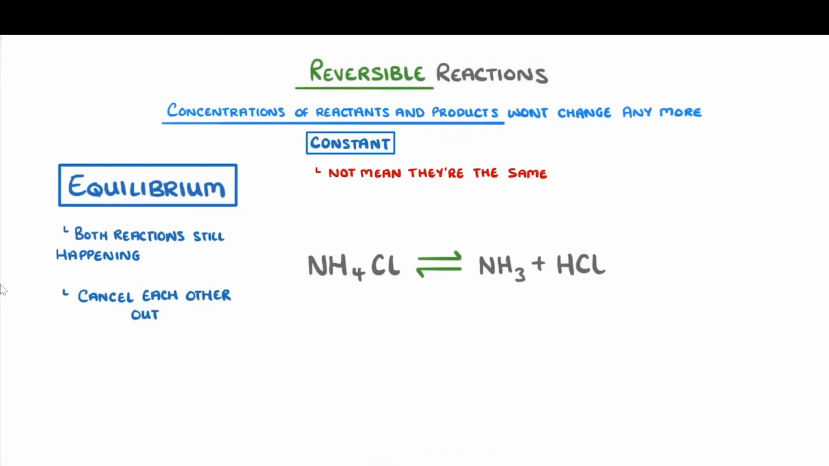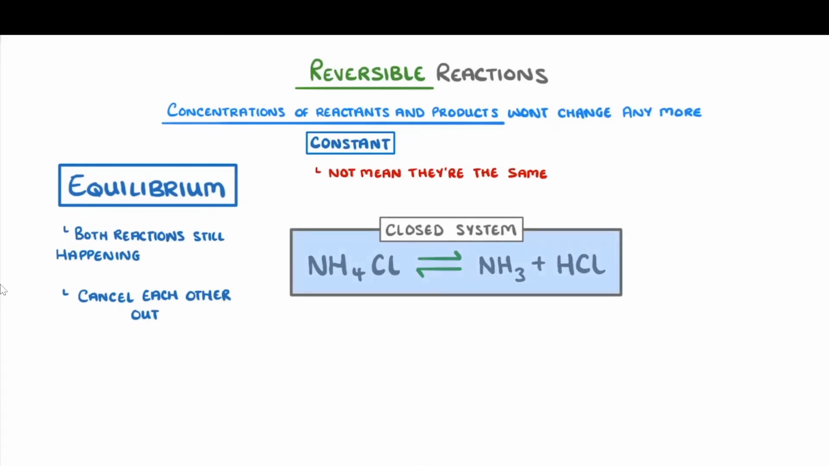Regardless of its position, though, equilibrium can only be reached if the reversible reaction is done in a closed system, which means some kind of sealed environment from which none of the reactants or products can escape. Because if the products kept escaping, it would never reach equilibrium.